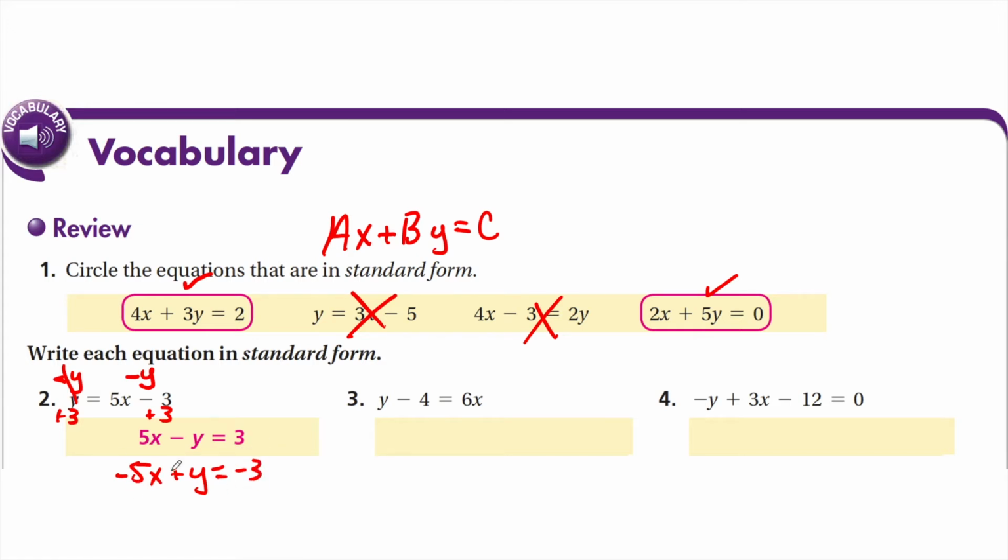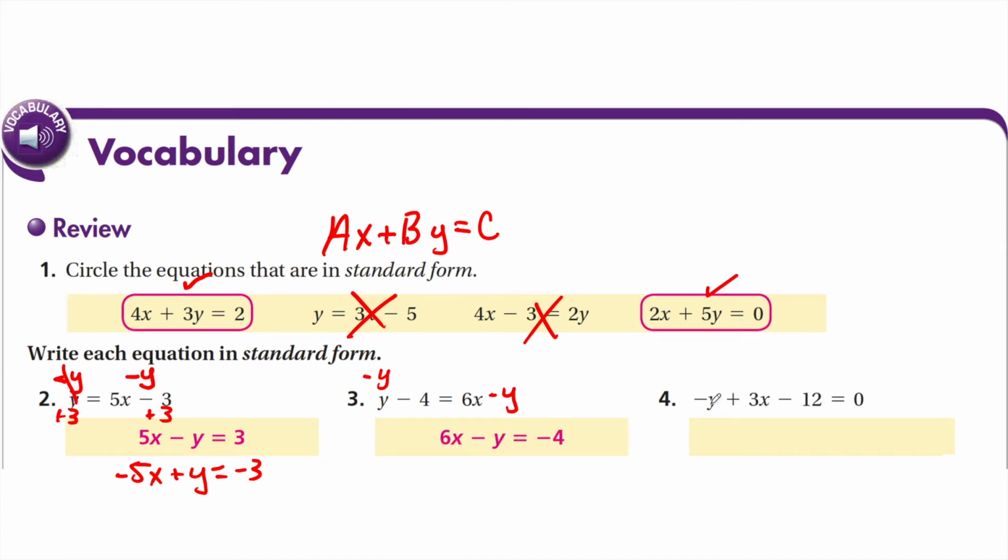And in order to get rid of the negative, we would change everything by dividing by -1, hence why the signs all become opposites. The -5x becomes a positive 5x, the positive y becomes a -y, and the -3 becomes a positive 3. Again, keeping the coefficient of the x positive, I'm going to simply subtract the y value to the other side, and you'll get that 6x minus y equals -4.